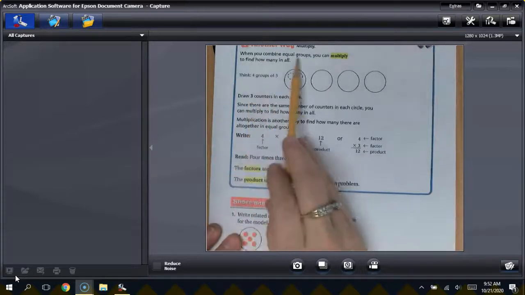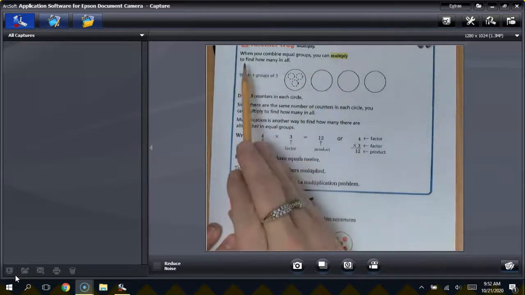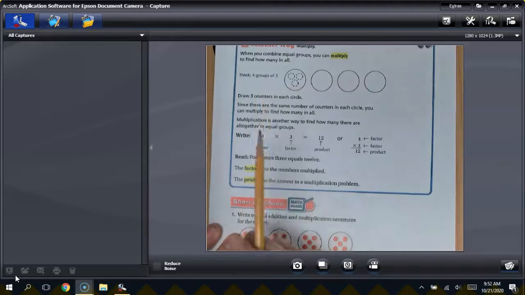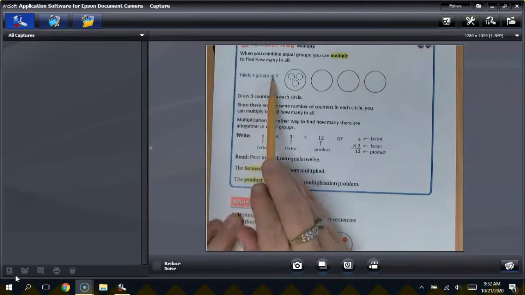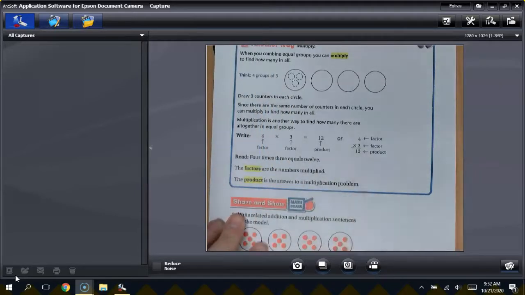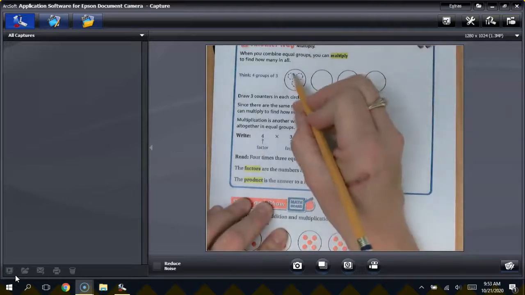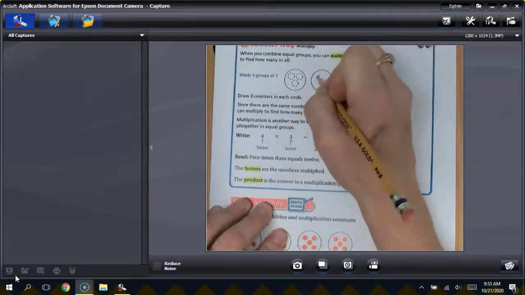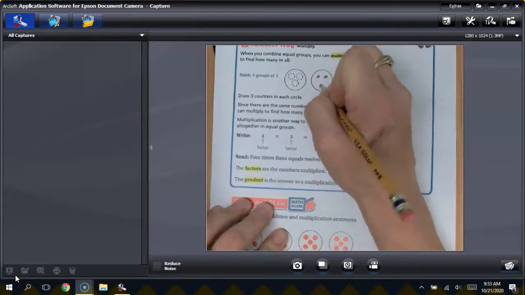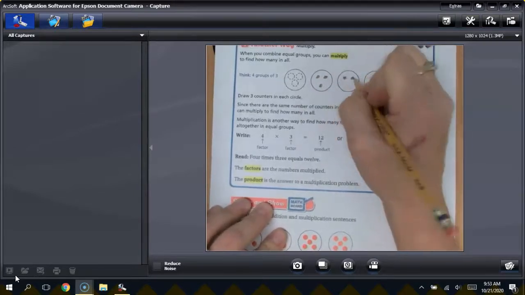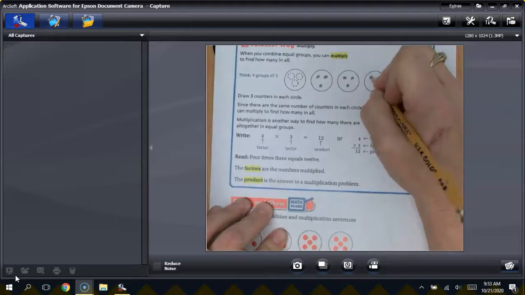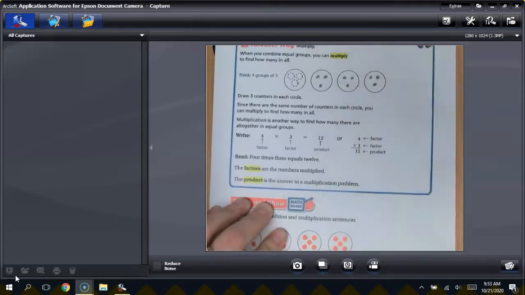It says when you combine equal groups, you can multiply to find how many in all. So let's think about it. 4 groups of 3. They want us to draw 3 counters in each circle. So let's go ahead and do that now. The first one has been done for you. So 1, 2, 3. 1, 2, 3. 1, 2, 3.